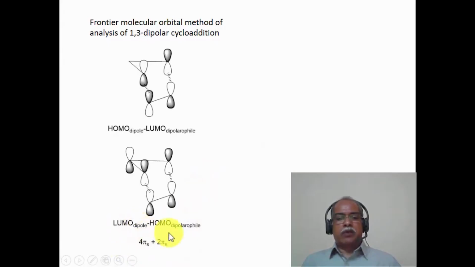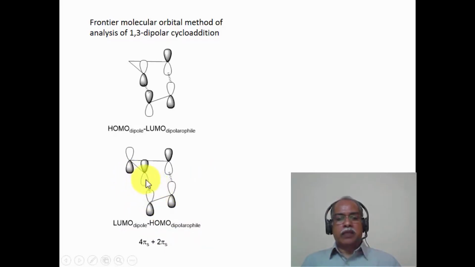Alternatively, if you consider the LUMO of the dipole, which is this particular fragment, the LUMO of the dipole will have two nodal points, one nodal point on this particular bond, the other nodal point in the other bond, for example. And the HOMO of the dipolarophile, which is this particular one, will have no nodes at all. So this doesn't have any nodes.